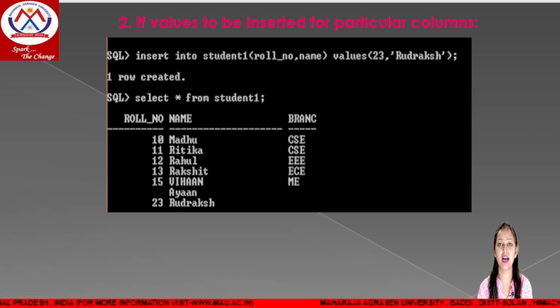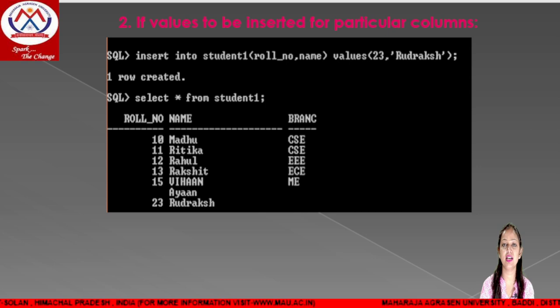Then we will write values and then enter the two values that are known to us, that is 23, comma, Rudraksh. Again, Rudraksh is a group of characters, so we need to put single quotes and then run the query. If we run this query, we will get this kind of output. So you can see here, whatever values are known to us, we can enter only those values inside our database.